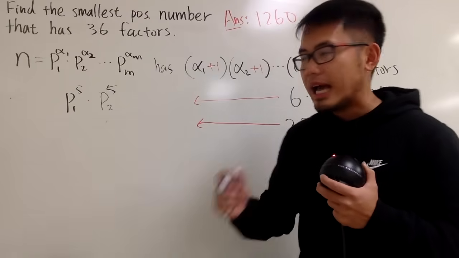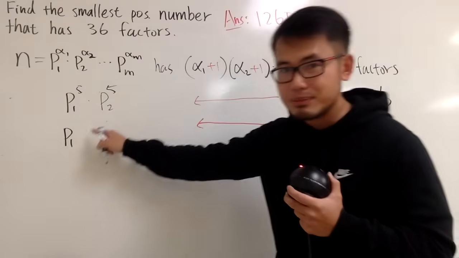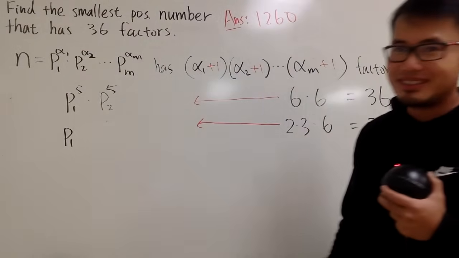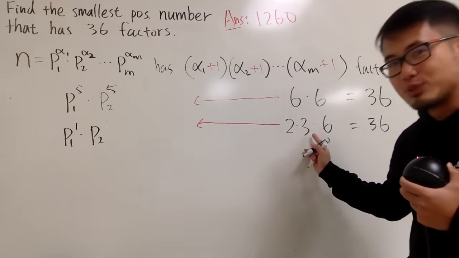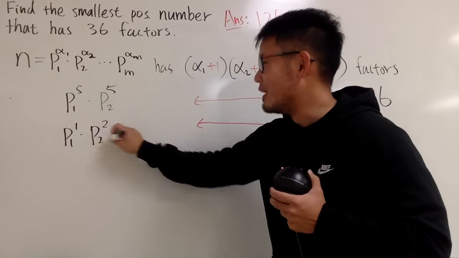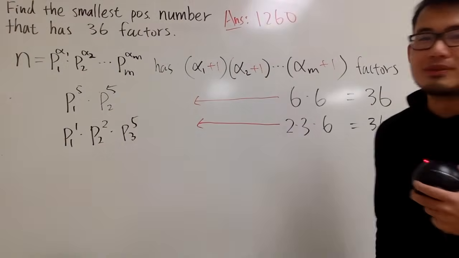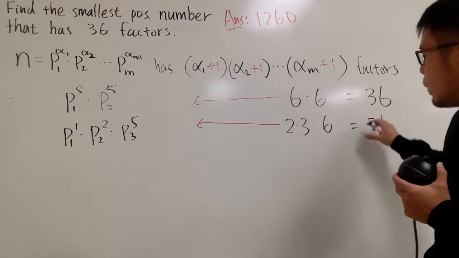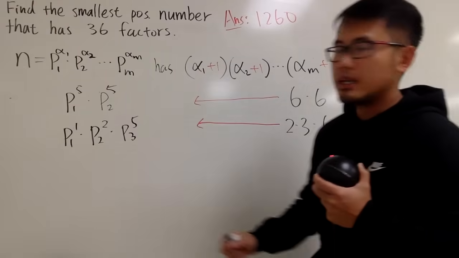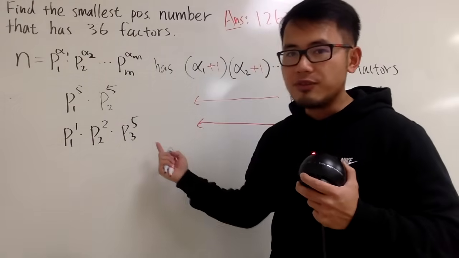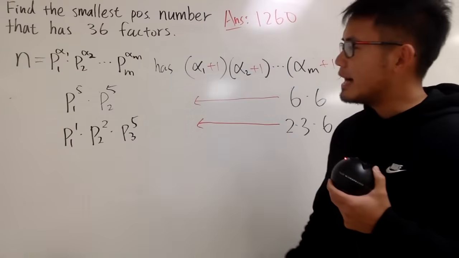The number n has to be in the form of p1 to the first power, because 2 minus 1 is 1, times p2 to the second power, because 3 minus 1 is 2, times p3 to the fifth power, right? So if you want to look at 36 as 2 times 3 times 6, that means your number n has to be in this form. And now we just have to choose our primes, right?